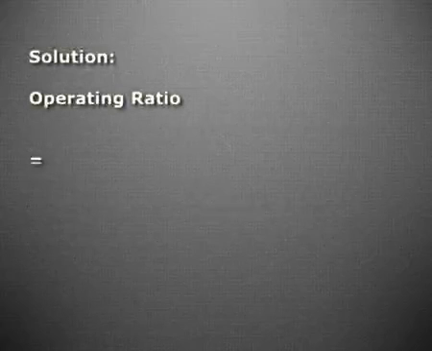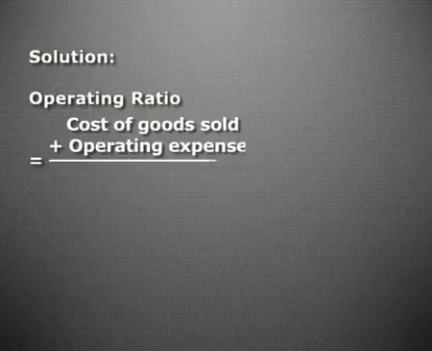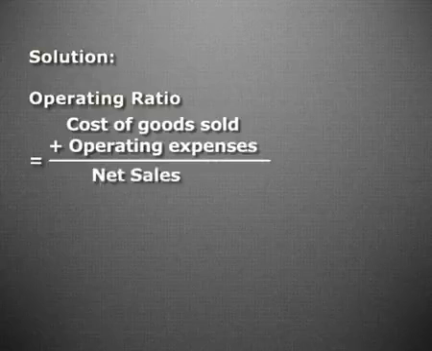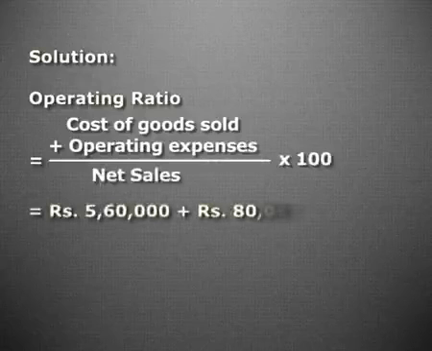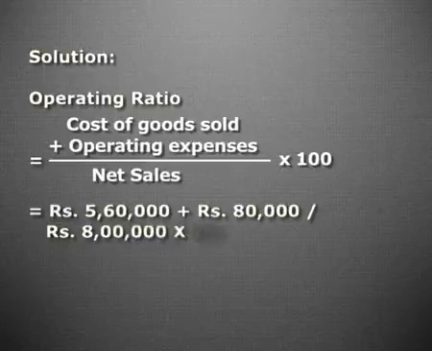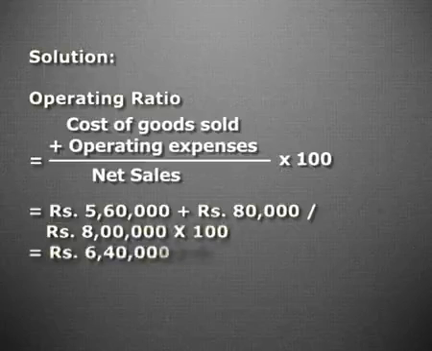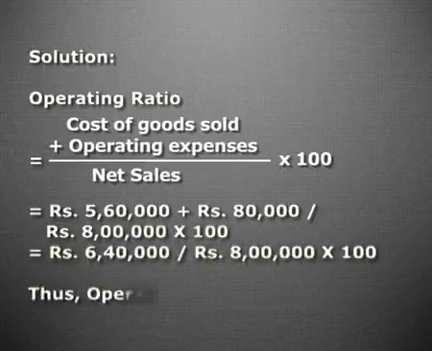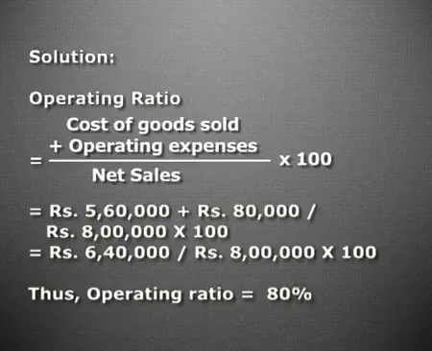Solution. Operating ratio is equal to cost of goods sold plus operating expenses divided by net sales into 100 is equal to rupees 5,60,000 plus rupees 80,000 divided by rupees 8 lakhs into 100 is equal to 6,40,000 divided by rupees 8 lakh into 100. Thus, operating ratio is 80%.